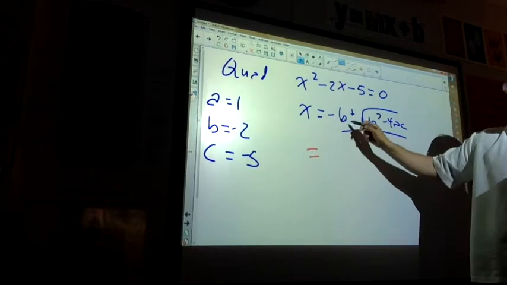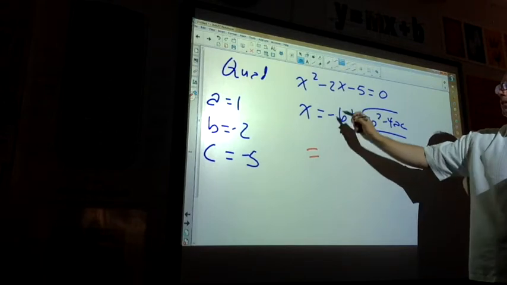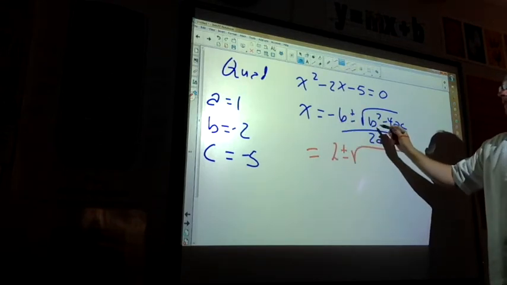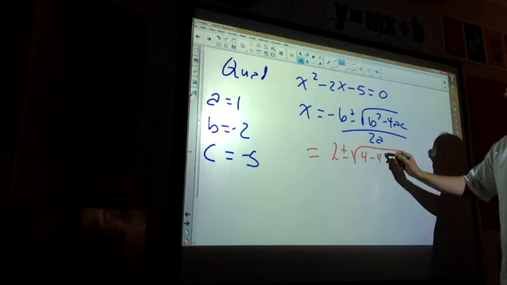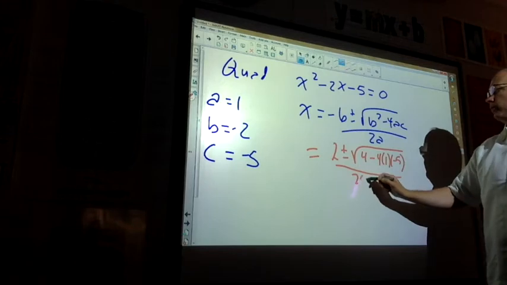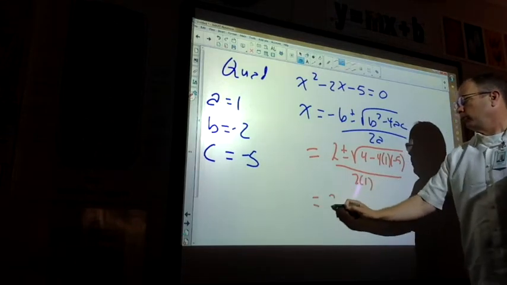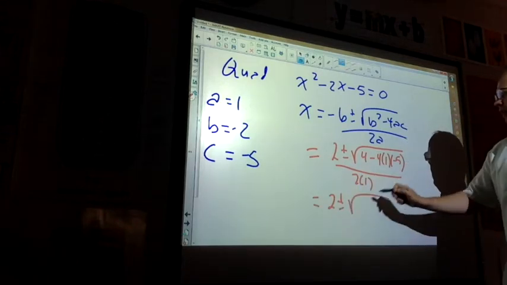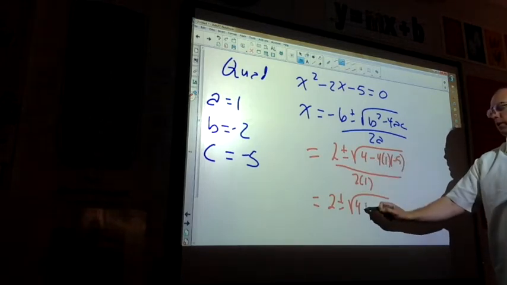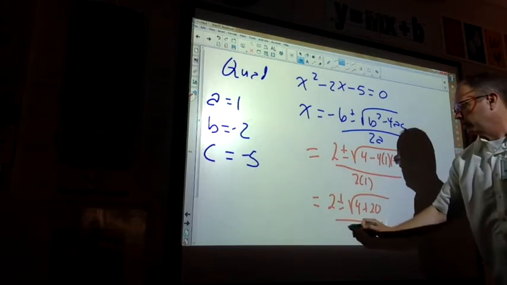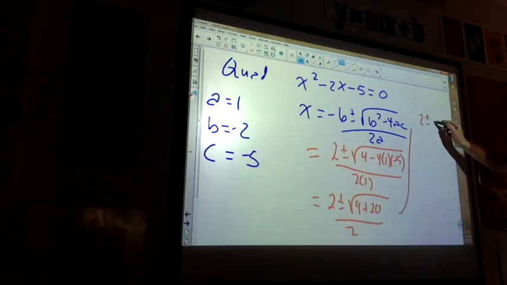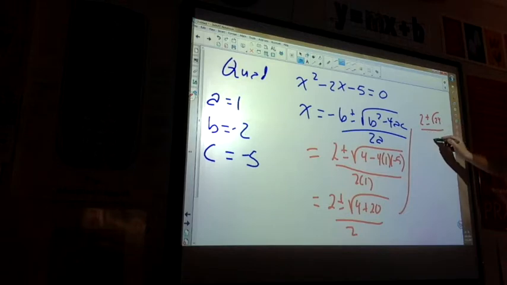All right, what do I get here? 2 plus or minus what do I get here? 4. Minus 4 times 1 times negative 5, all over 2 times 1. 2 plus or minus, let's see, 4. I get negative 4 times 1 times negative 5, plus 20. Good. So then this gives me 2 plus or minus root 24 over 2.